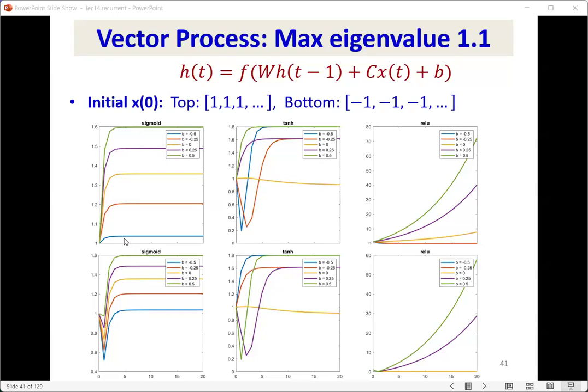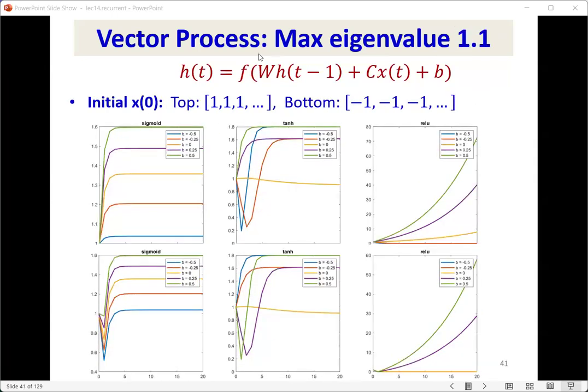That makes sense? If you have a bias of 0.5, it took 5 time steps to get to the final response, 1.6. For a bias of 0.25, it took this much time, and so on. Okay.